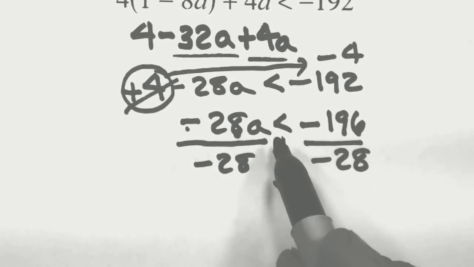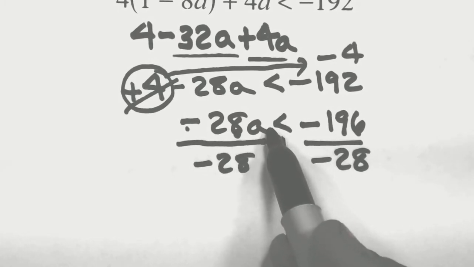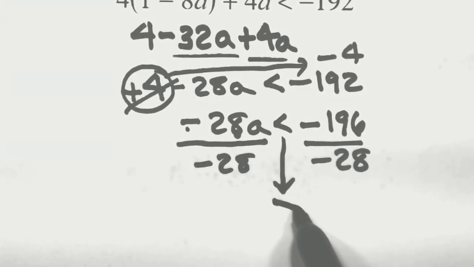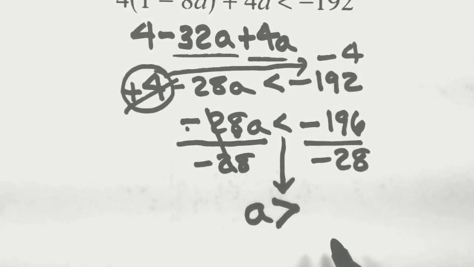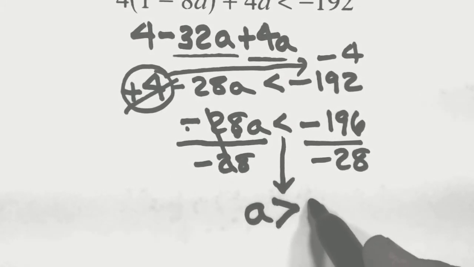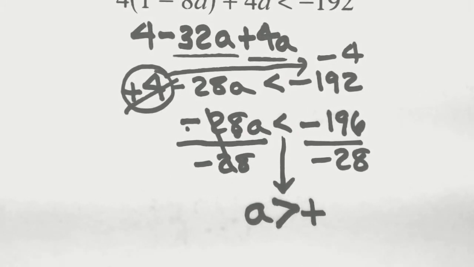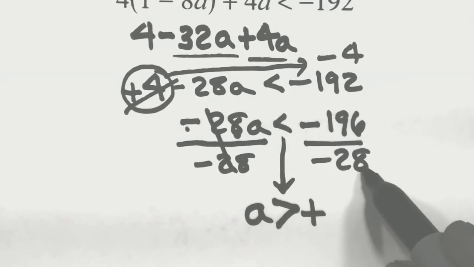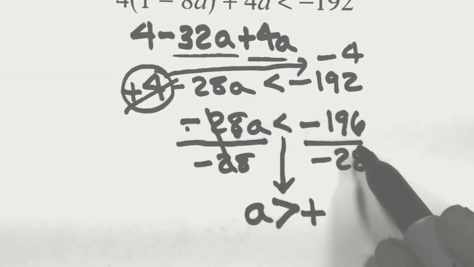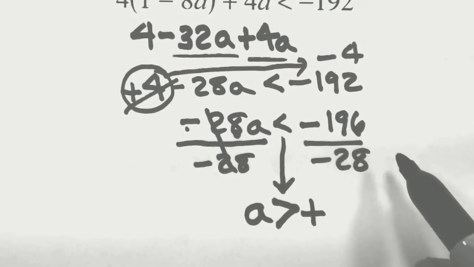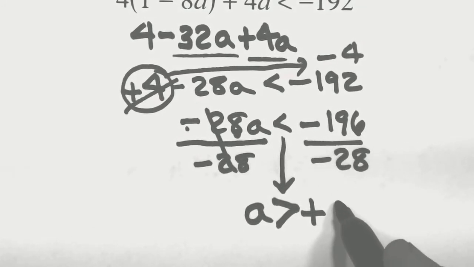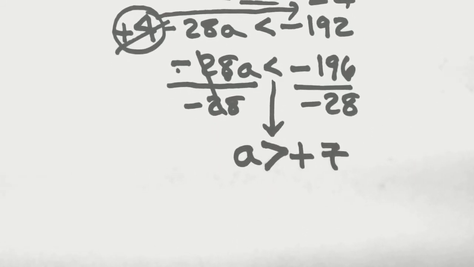So here it is. It was pointing smaller to the left. We have to now draw it pointing smaller to the right. The negative 28s cancel out. I get a greater than. The 2 minuses give me a plus, so I'll put a plus here to rub it in. And let's see, I think 28 goes into 196, I think 7 times. If you get your calculator out and take 196 and divide it by 28, I think you'll come up with 7. So we have a greater than plus 7.